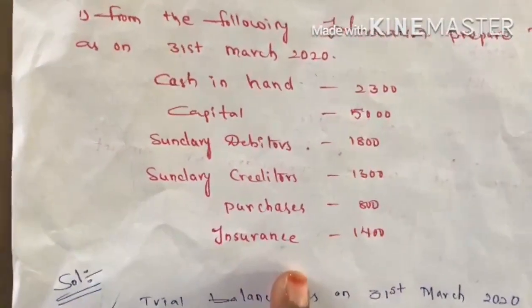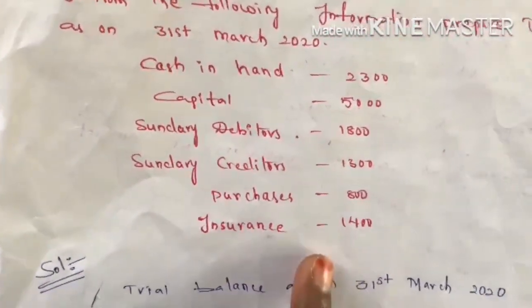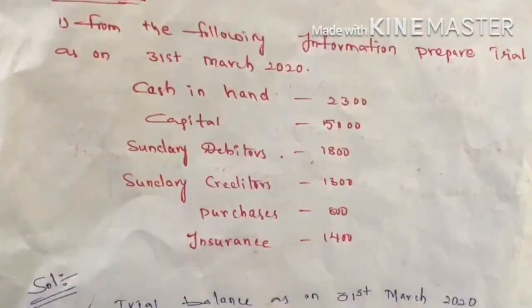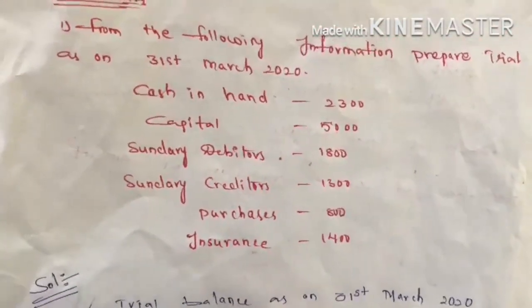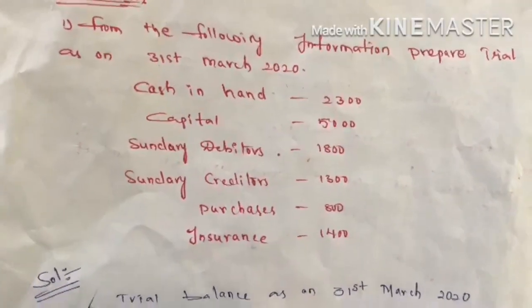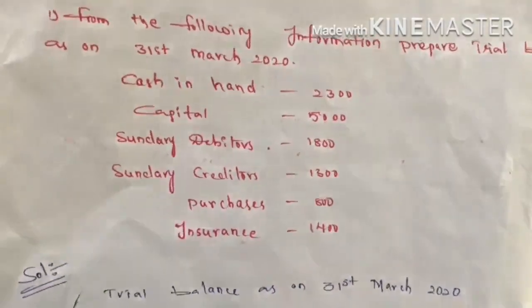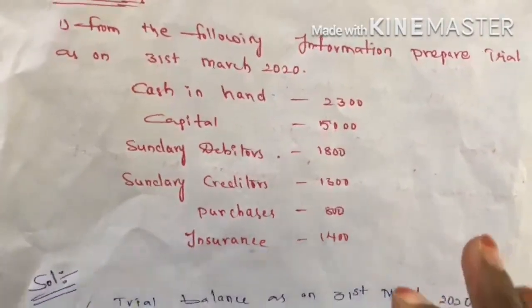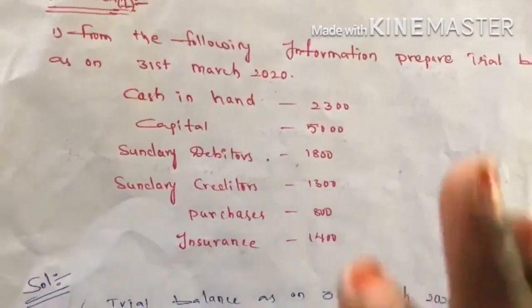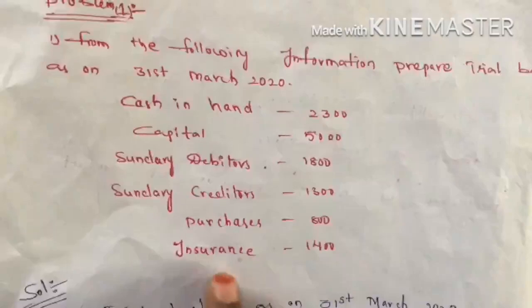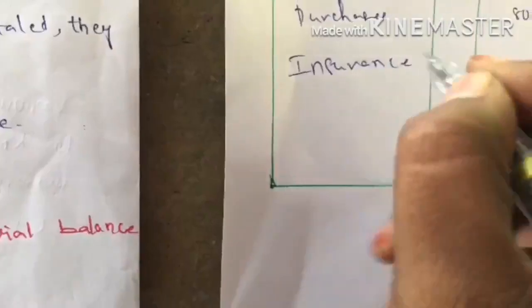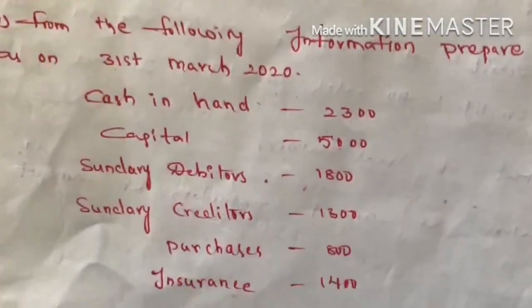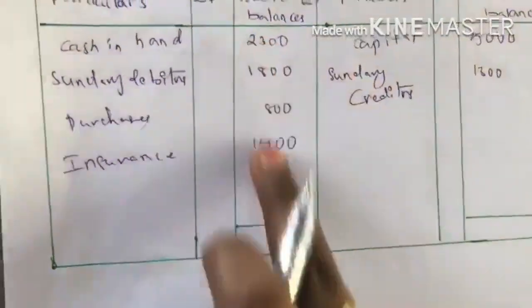800. Next, insurance. Insurance is one of the expenses. Why do we call insurance an expense? Take the example of LIC policies or insurance. We can pay some bike insurance, so we pay some amount on that particular insurance. It is not a compulsory thing, but it is one of the expenses of our family. That's why it is an expense. Insurance. How much is the amount? 1400.